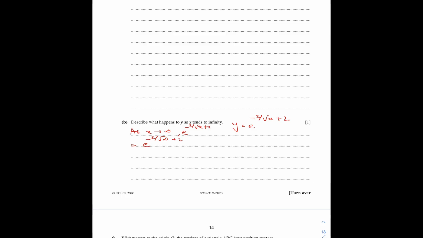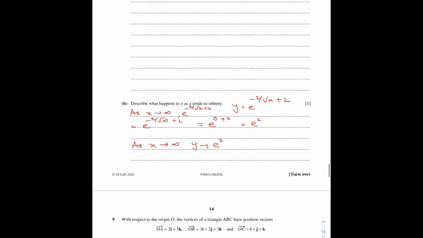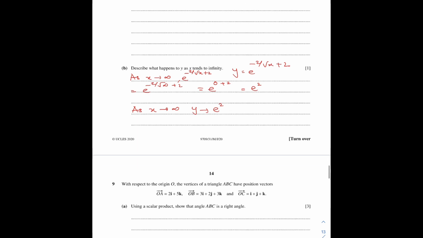Now negative 2 over root infinity is 0, because infinity is an extremely large number, its square root is extremely large, and 2 divided by an extremely large number is 0. So negative 0 is basically 0. So that becomes e to the power 0 plus 2. So that's e squared. So y, as x tends to infinity, y tends to e squared. Next one, number 9 now.